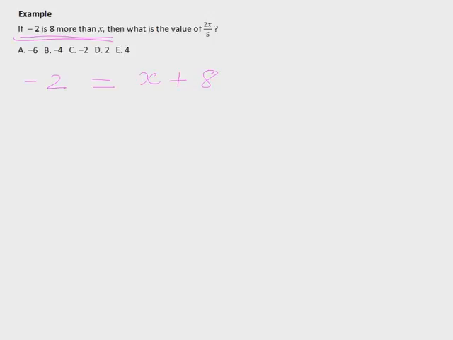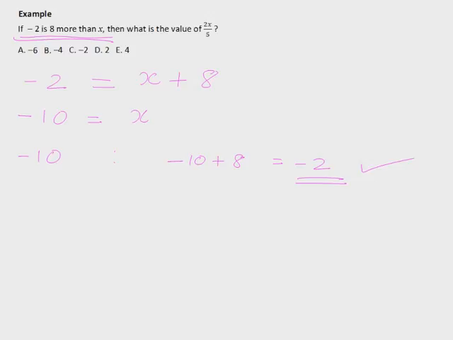Now I can solve for x. I subtract 8 from both sides. And I get minus 10 is equal to x. So I found x's value, it's minus 10. Check by using the sentence that described x. Minus 2 is 8 more than x. So if x is minus 10, 8 more than x would be minus 10 plus 8, which is minus 2. And yeah, minus 2 is 8 more than x. So minus 10 was the correct answer.